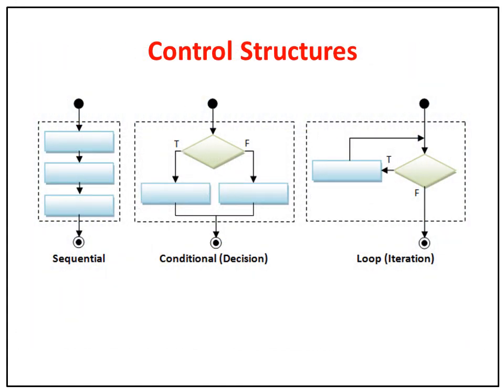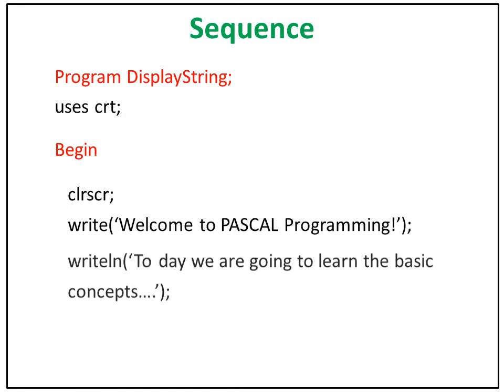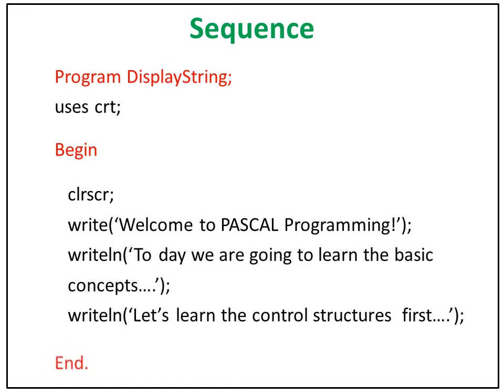Pascal has three control structures that determine the order in which statements are executed. Those are sequence, selection and repetition. Sequence. Sequence is to execute instructions one after the other in a particular order. In a structured program, instructions are executed in sequential order.